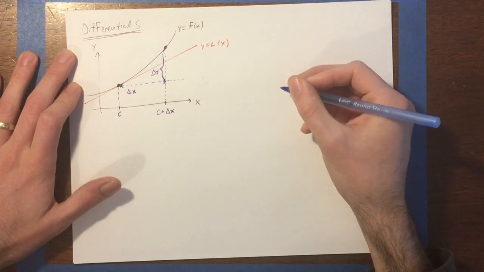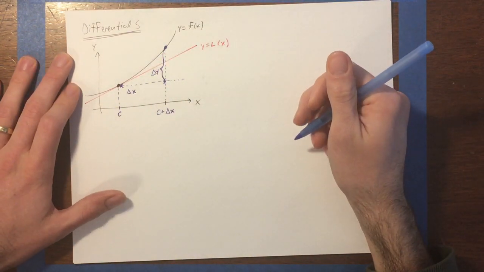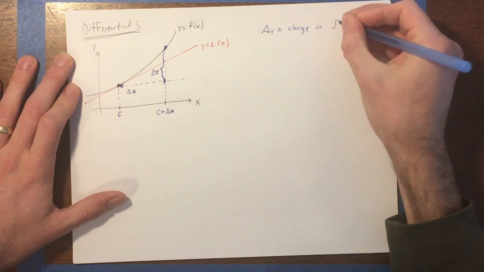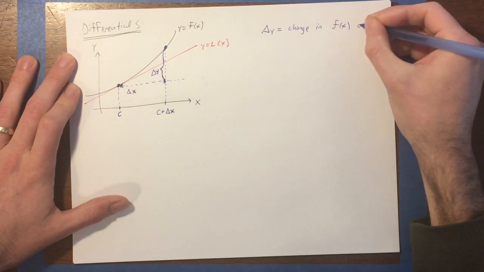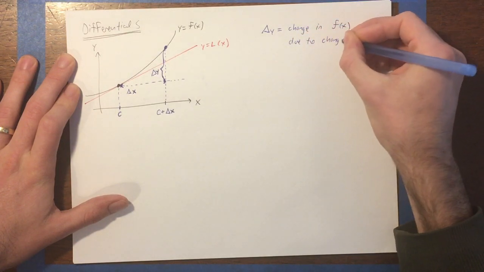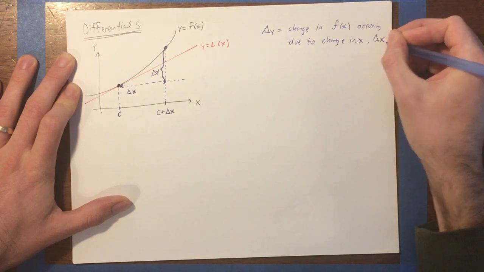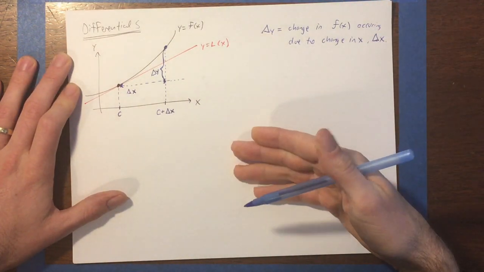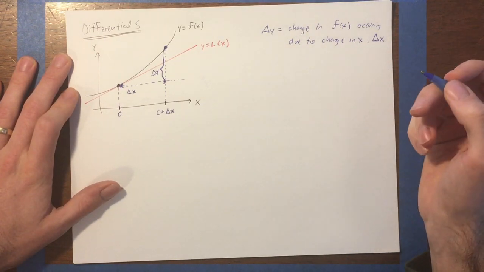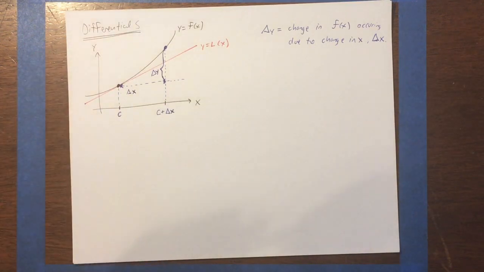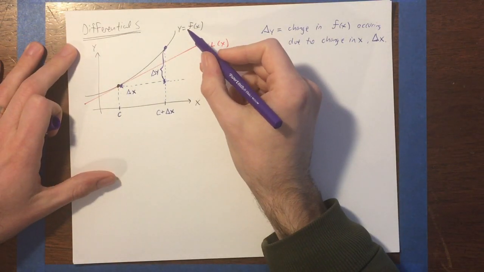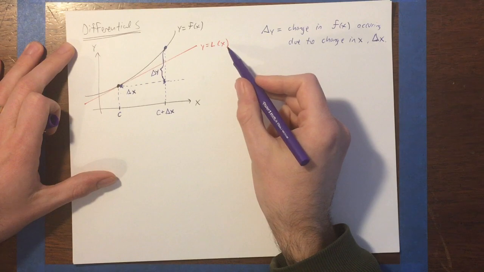I'm being very careful about the way I draw this because I'm going to have to add some more things to this picture in a moment. But so far we have that. So delta y is the change in the function f of x occurring due to change in x, which is delta x. Remember, y depends on x via this function f of x, so a change in x causes this change in y. Now, differentials are basically the same idea of change in x and change in y, except instead of for the function f, it's for the linearization of that function, L.